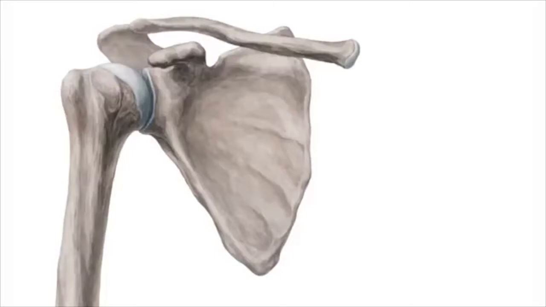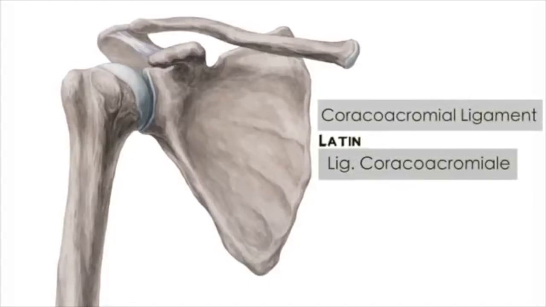The last ligament that we need to talk about is the coracoacromial ligament, as you can see here, which is connecting the acromion and the coracoid process of the scapula. This is an accessory ligament and is protecting the superior aspect of the joint. And it does so by forming an arch, as you can see here.